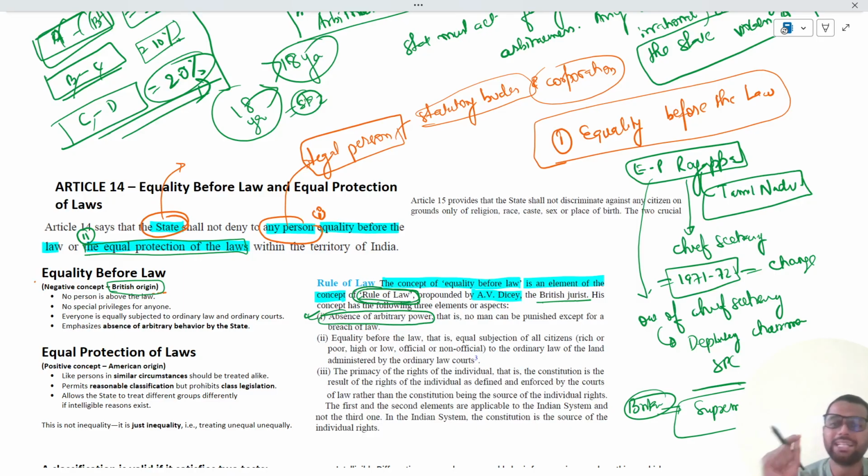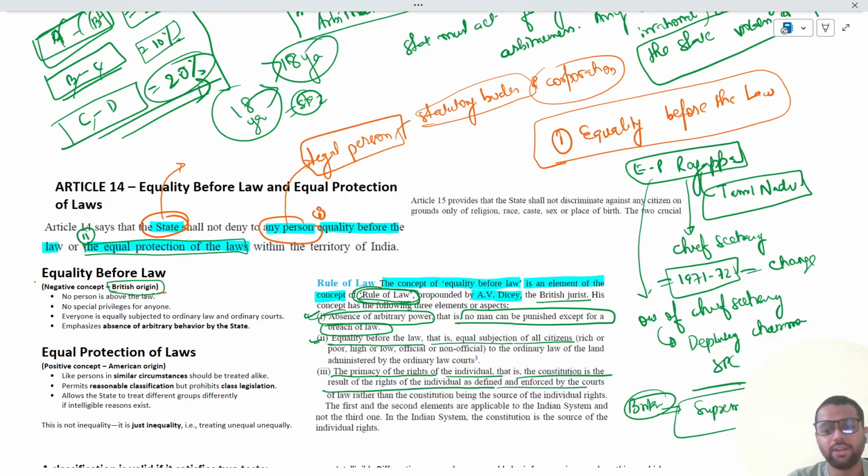And the rule of law says that there should be absence of arbitrary power. That is, no man can be punished except for the breach of law. You cannot punish any man except for the breach of the law. Then, equality before the law. That is, the equal subjection of all the citizens. Then the third point is the primacy of the rights of the individual. That is, the constitution is the result of the rights of the individual as defined and enforced by the courts, by the courts or code of law, rather than the constitution being the source of individual right.